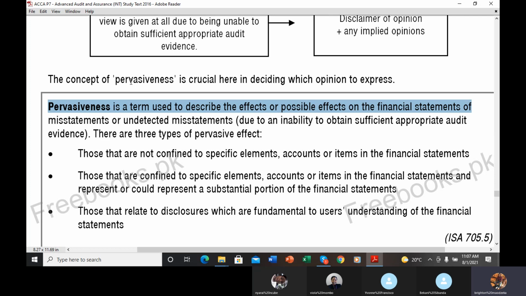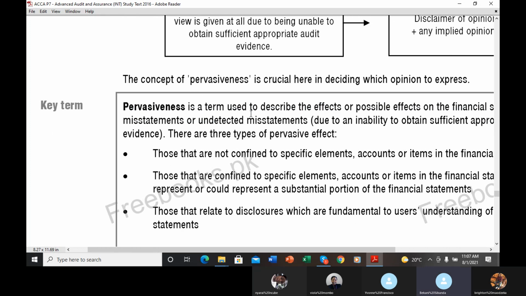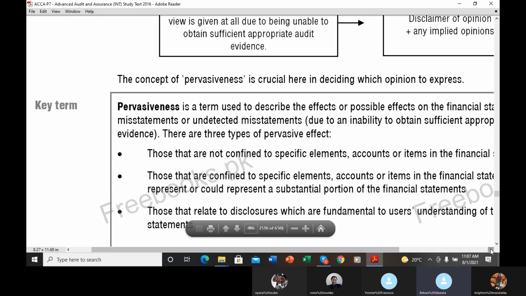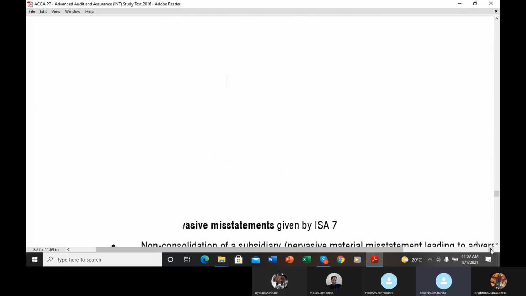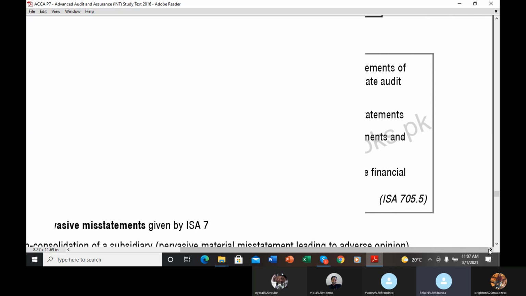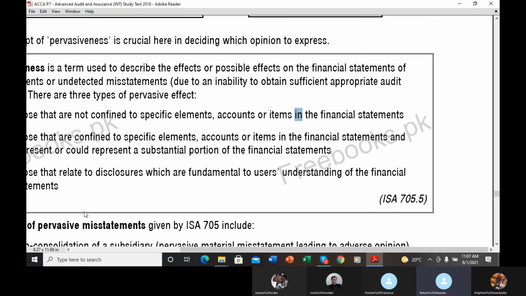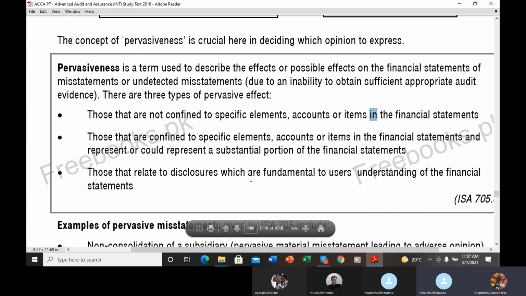Where the matter is material, it means they are not spread widely throughout, but only affect certain or specific elements of the financial statements. So in short, materiality is confined to specific accounting balances or specific issues, whereas pervasiveness applies to the whole set of financial statements. Remember, we're talking about the misstatements. Do these material misstatements spread widely throughout the financial statements, or do they affect certain elements?